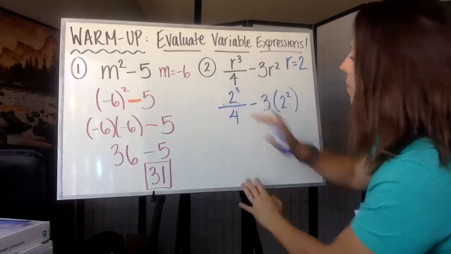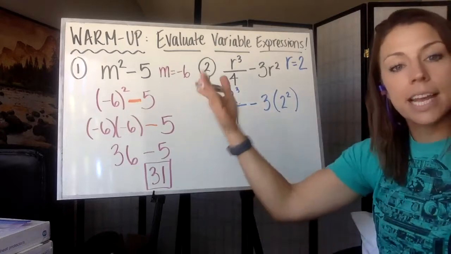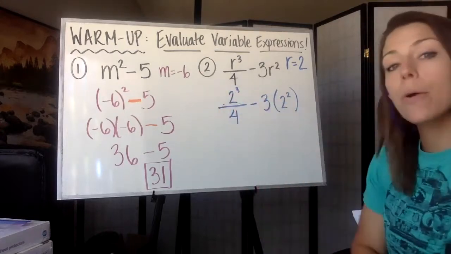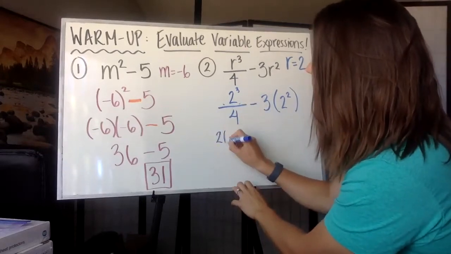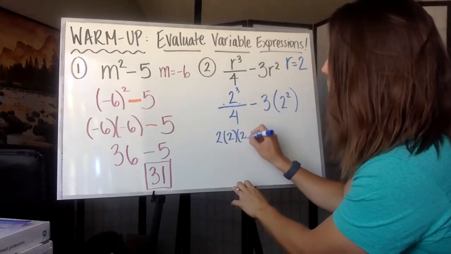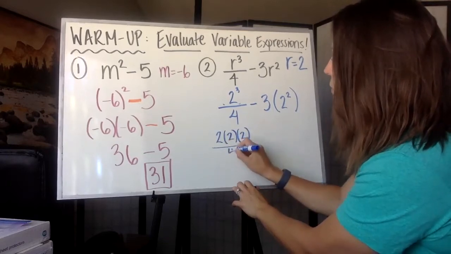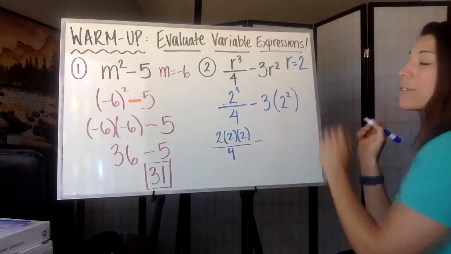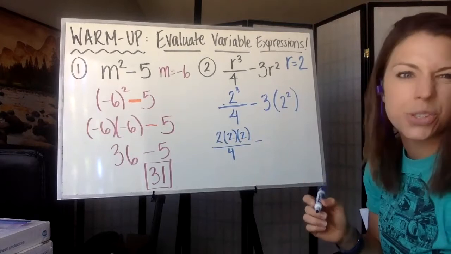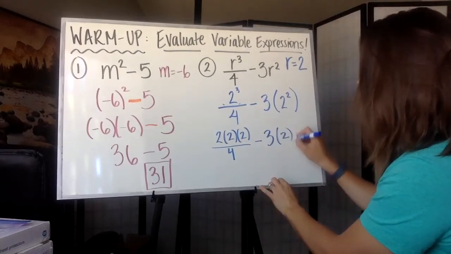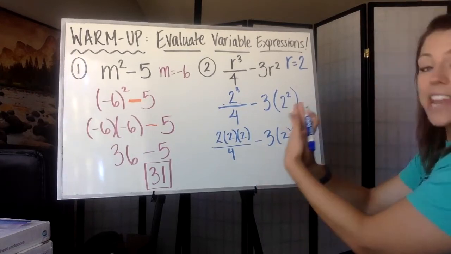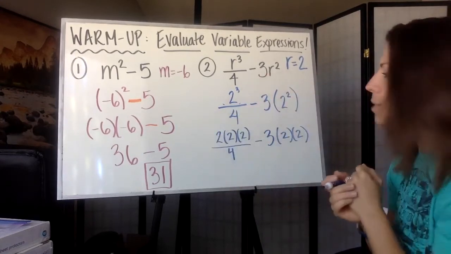Okay? Now, again, expand and simplify. 2 to the power of 3 is not 2 times 3. That is 2 times 2 times 2 divided by 4. 2 to the power of 2 is not 2. Oh, it is 2 times 2, but not because of what you think. It is 2 times 2 because you're multiplying 2 by itself 2 times. And now that I've expanded, let's go in and simplify.